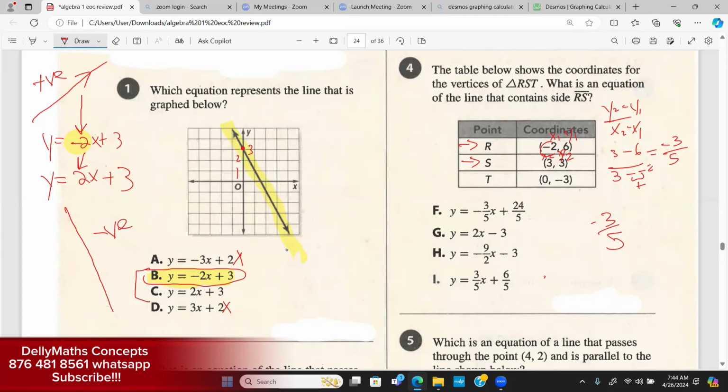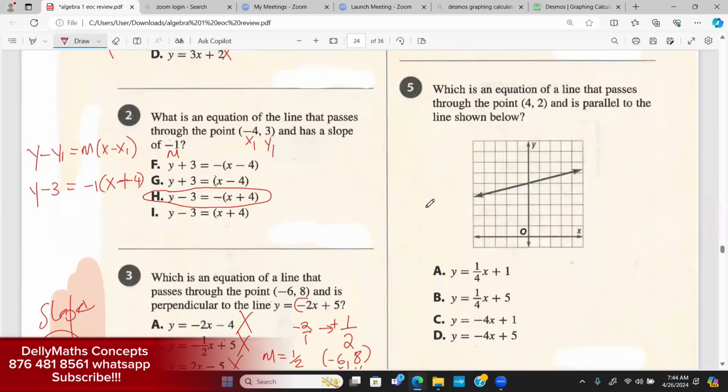Now, which one of these? This is not it, this is not it, this is not it. I don't need to do anything else because this is the only one with a negative 3/5 as a slope. So I'll pick it for the answer. The only thing I want you to focus on is the fact that we're dealing with RS. You're picking up the coordinates that link to R and S. Be careful. So the answer is actually F.